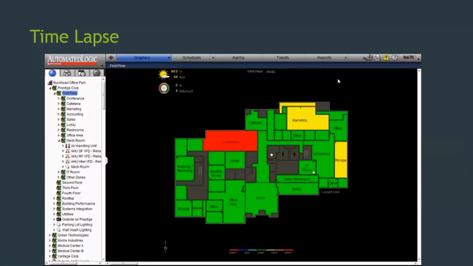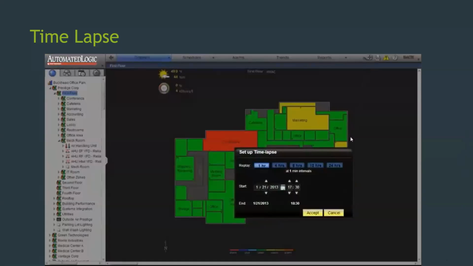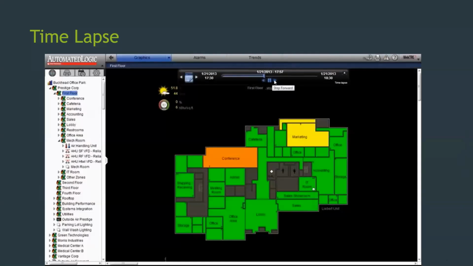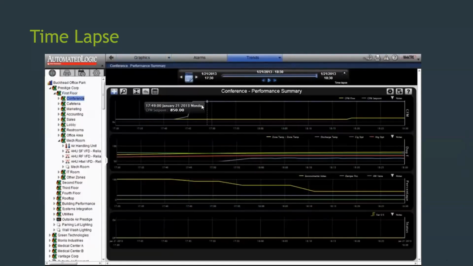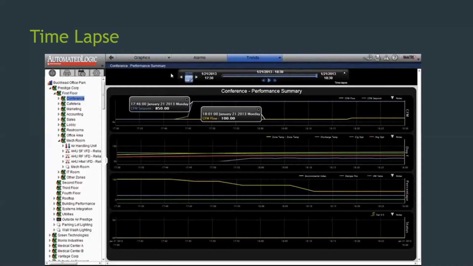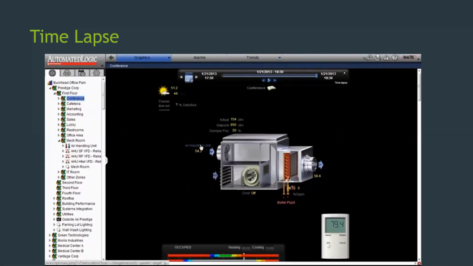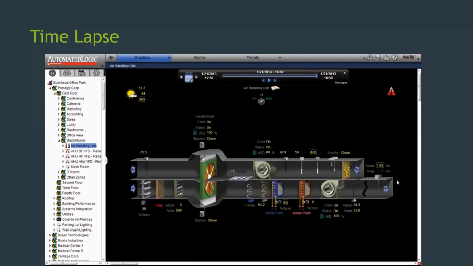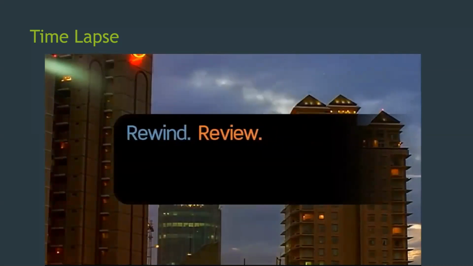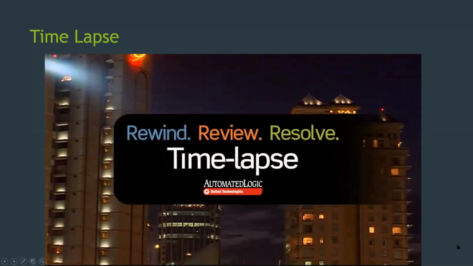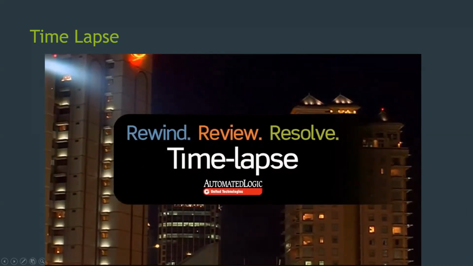Here's an example of how easily and effectively time-lapse works. With the calendar control, select how many hours of trend data you want to analyze. Then choose the date you want to review. The exact time of any detected problem will be indicated on the video play bar, and its location will be shown on the colored floor plan graphic. You can drill down to check the status of mechanical or control equipment, review heating or cooling fluctuations, and more. Once identified, you can correct the problem using web control's powerful system capabilities. Rewind, review, and resolve with Automated Logic's time-lapse. For a complete demonstration, contact Automated Logic today.